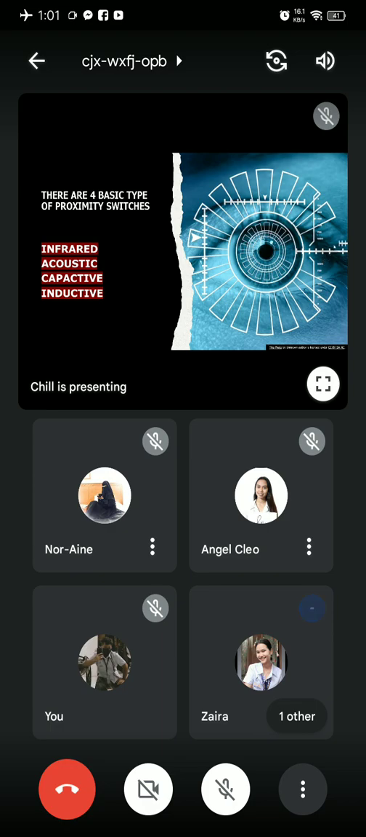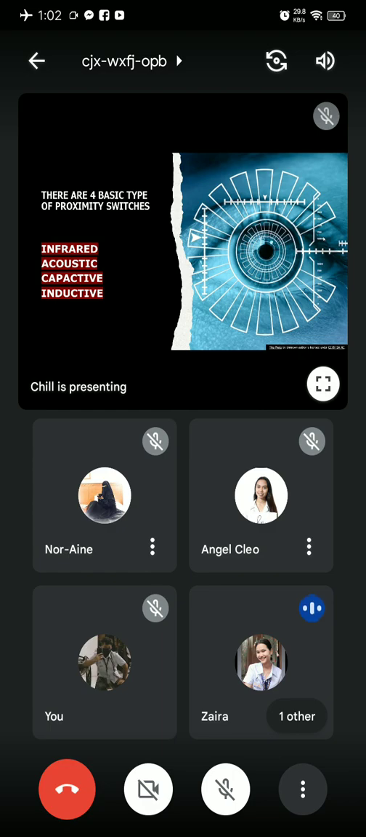Next is the acoustic switch. These sensors are similar in principle to infrared models but use sound instead of light. They use a transducer to transmit inaudible sound waves of various frequencies in a preset sequence, then measure the length of time the sound takes to hit a nearby object and return to a second transducer on the switch.